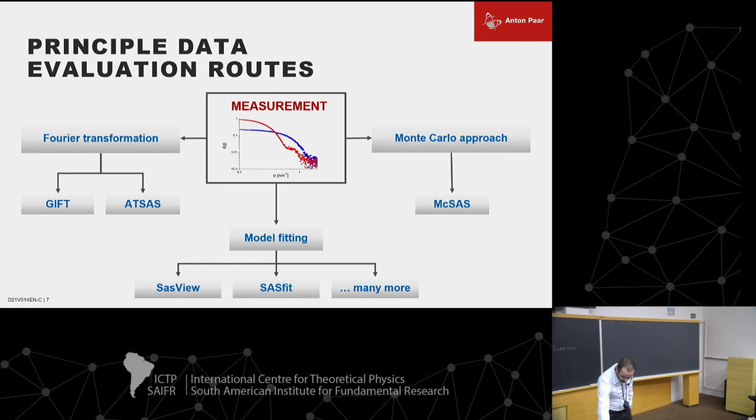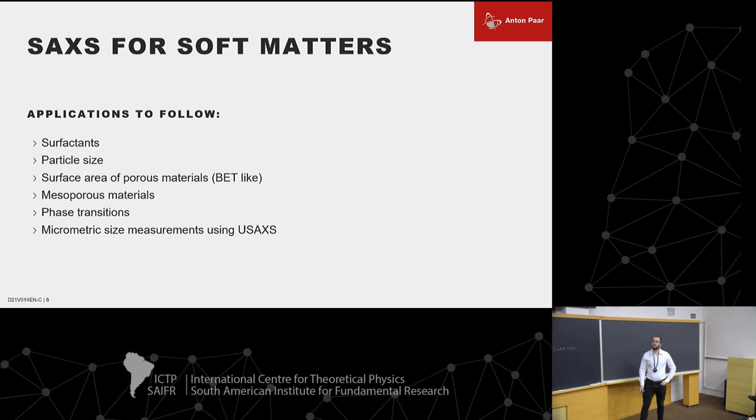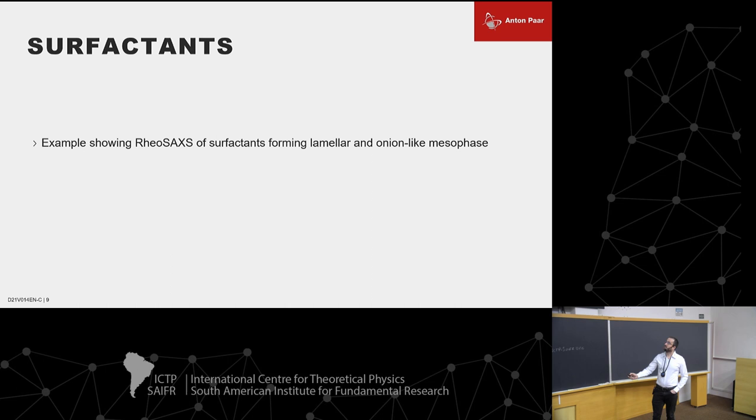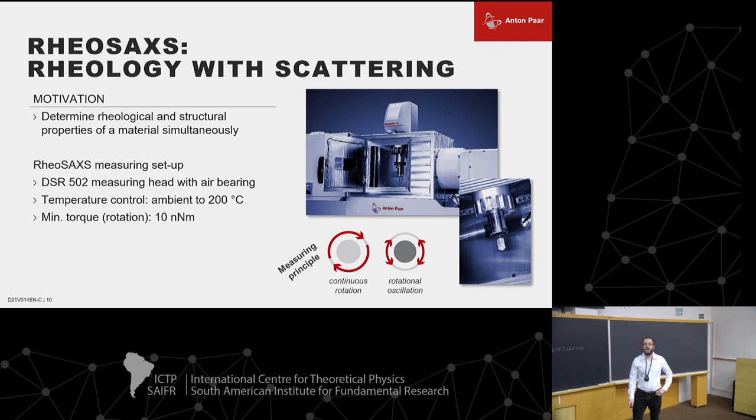Good. So for today, as we are talking about soft matter, I bring some examples of materials that can be related to soft materials that can be analyzed by SAXS, and I'm going to show some examples in the next slides, right? So the first example is a setup where we used rheo-SAXS on surfactants for millimolar and onion-like mesophase. For these experiments, we used a SAXS instrument from Anton Paar. I'm going to show the instrument in my last slide.